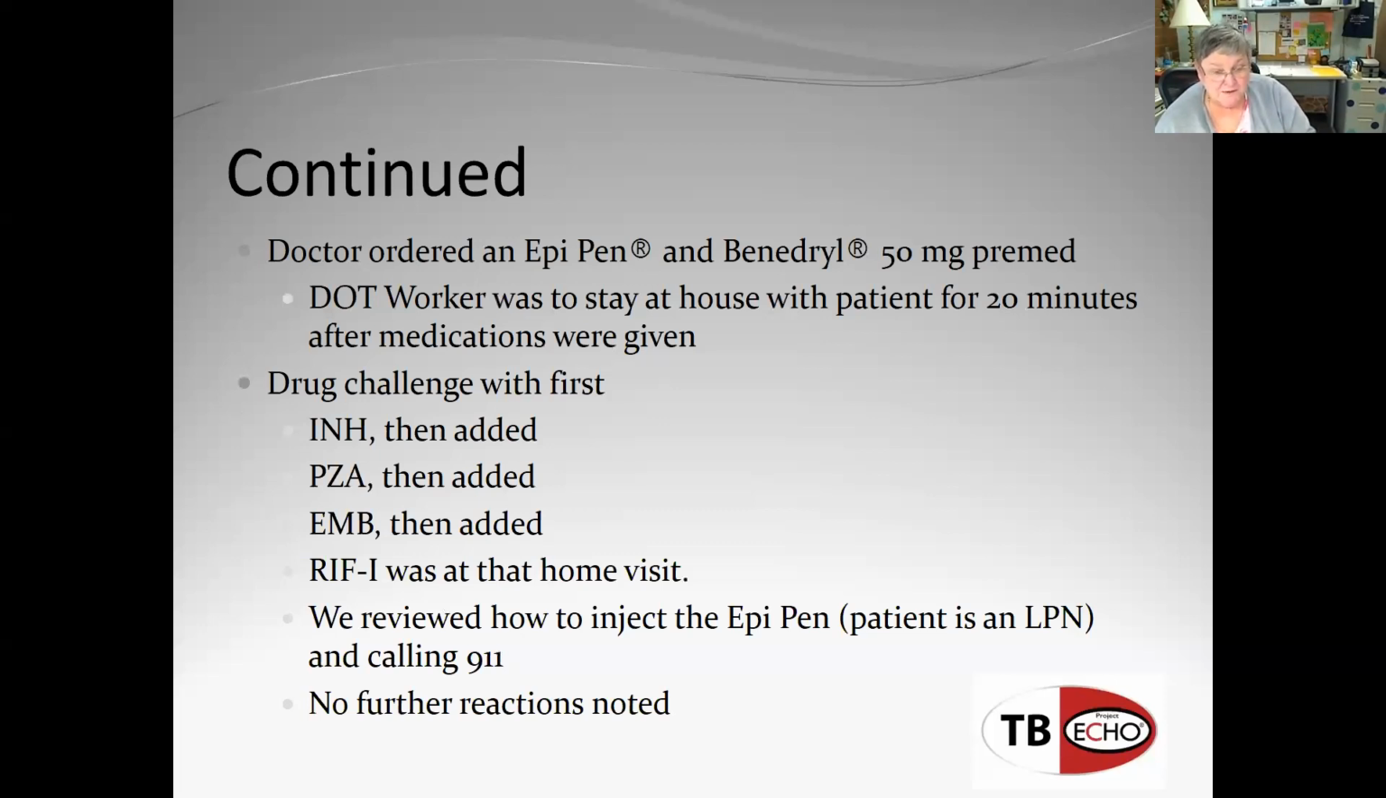On the rifampin, the first time we gave rifampin, we went through the emergency procedures again. We went through how to inject the EpiPen, and she had to go through the motions of injecting an EpiPen. She is an LPN, so she didn't have as many qualms about doing an injection, about calling 911. She took the rifampin, and we stayed there for about 30 minutes. There were no further reactions. Again, we went over about calling 911. Next slide, please.